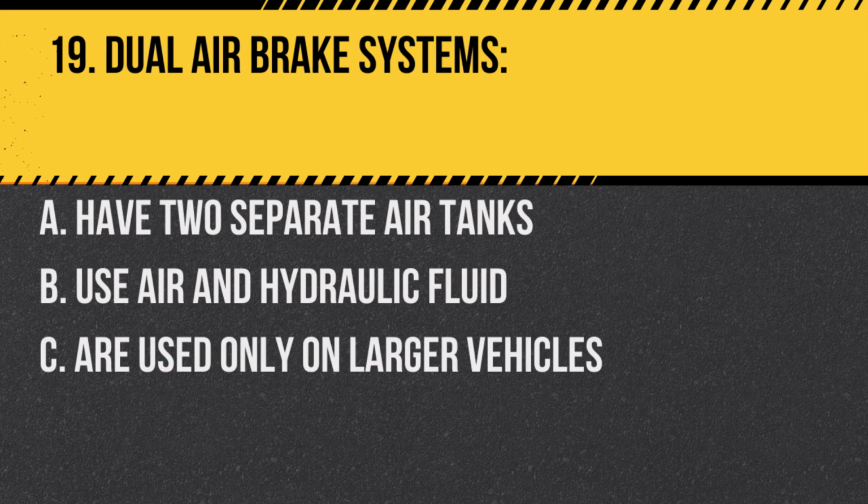Question 19. Dual air brake systems. A. Have two separate air tanks. B. Use air and hydraulic fluid. C. Are used only on larger vehicles. Answer: A. Have two separate air tanks. This provides a fail-safe in case one system fails.